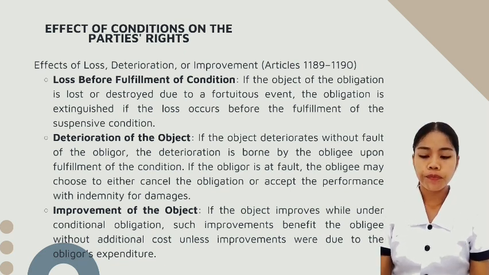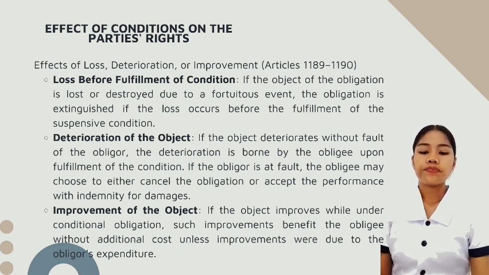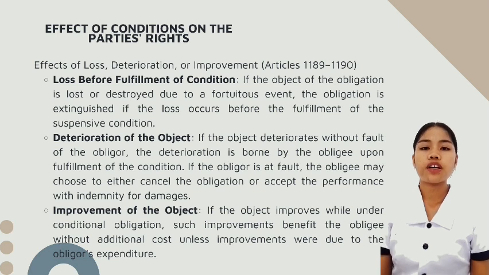For example, a seller agrees to sell a rare book if the buyer secures funding. If the book gets damaged due to the seller's negligence before the funding is secured, the buyer can either back out or proceed with compensation. Third is the improvement of the object.